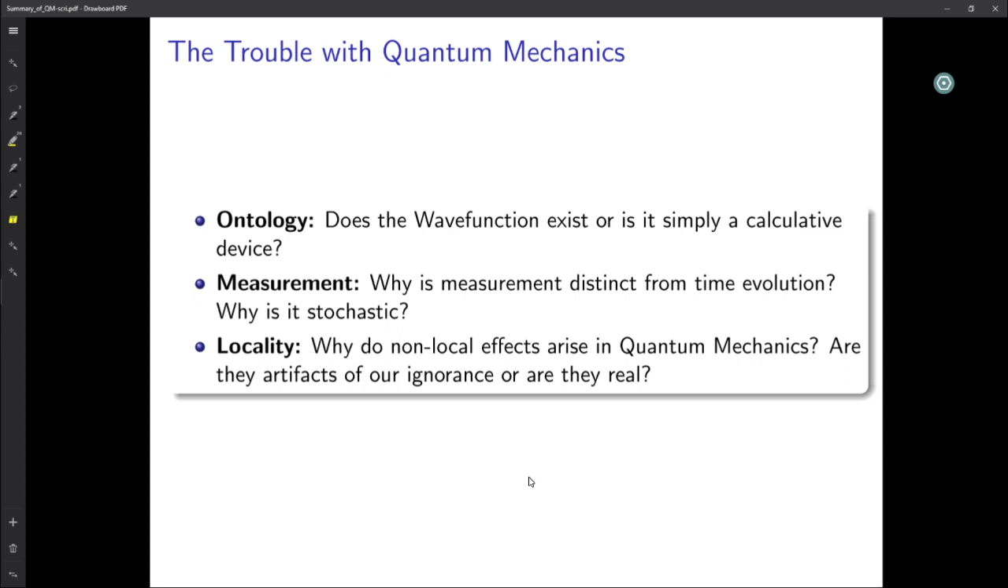Because usually when we're talking about measurement, the word that's used in most textbooks, introductory books, is collapse. And what happens in this collapse? Is energy conserved during this collapse? So, you know, we truly don't understand that.